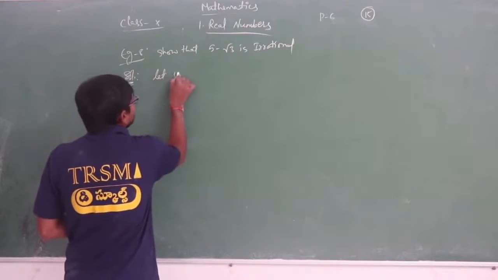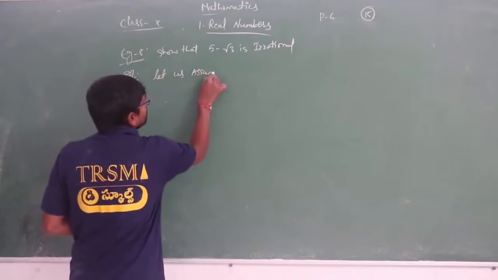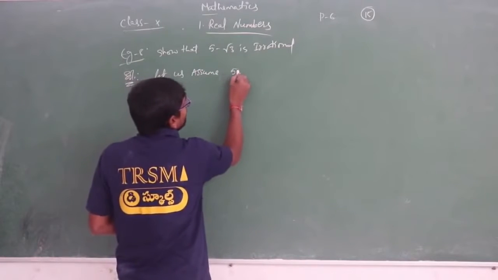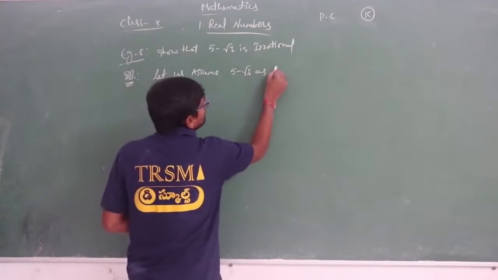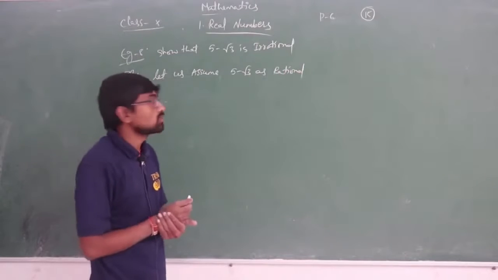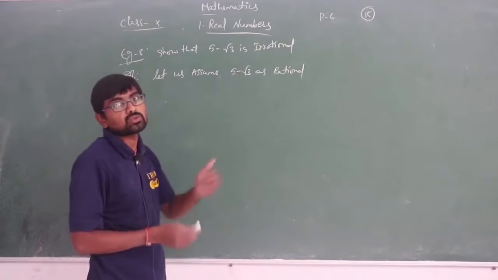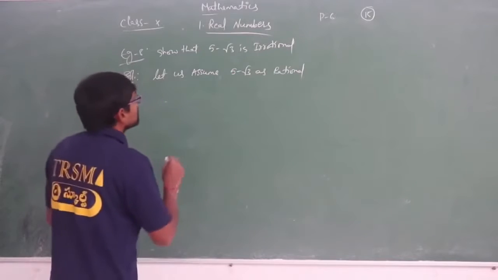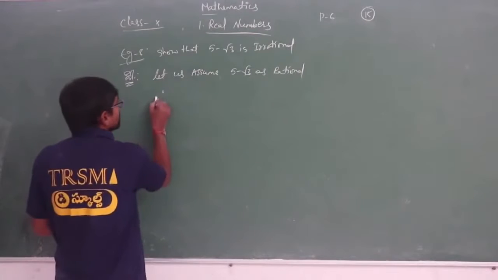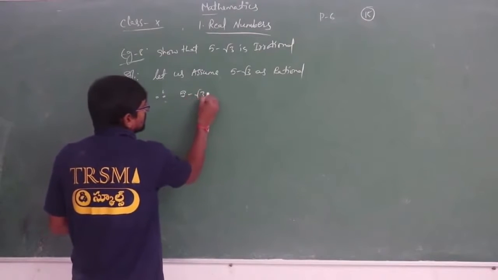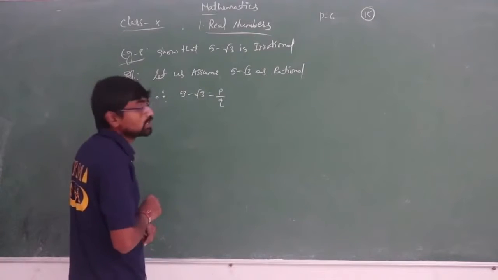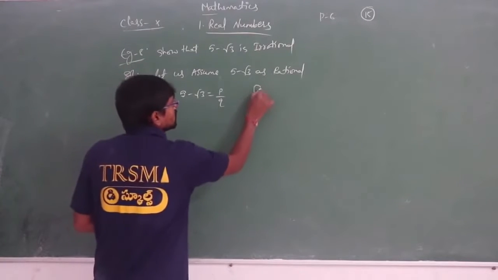So let us assume 5 minus root 3 is rational. We are assuming 5 minus root 3 as rational first. What do you know about a rational number? It can be written in the form P by Q. Therefore 5 minus root 3 is equal to P divided by Q.